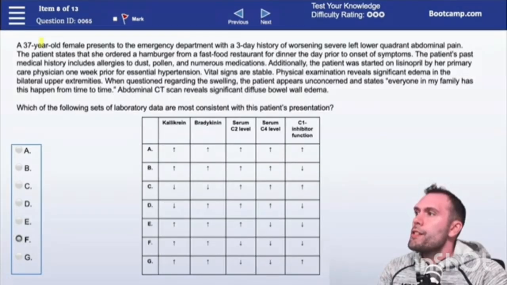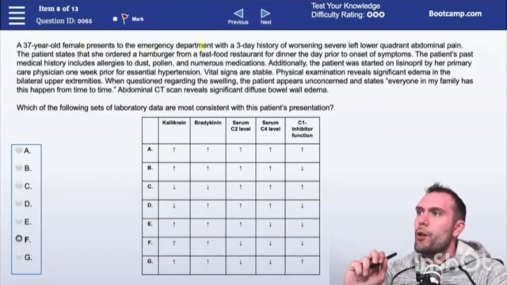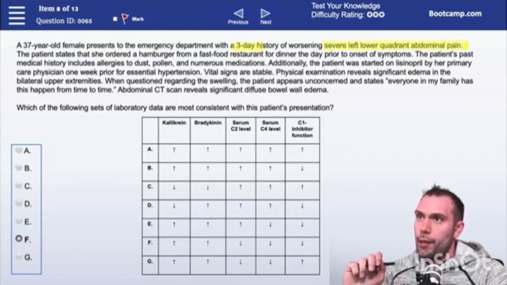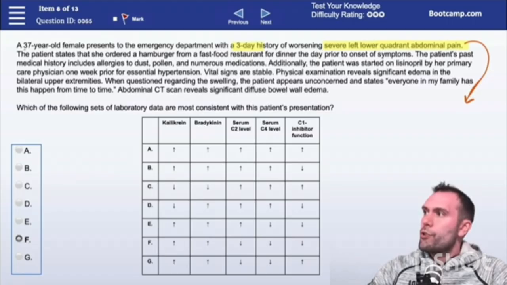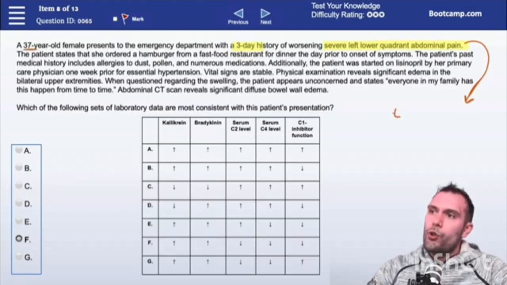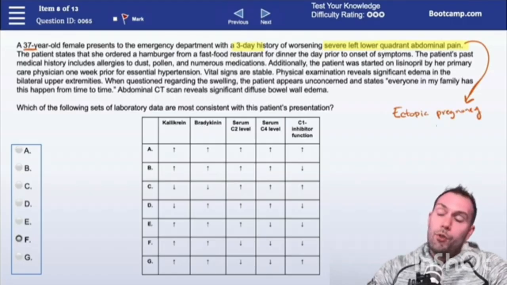All right, so we have a 37-year-old female who's presenting to the emergency department with a 3-day history of worsening severe left lower quadrant abdominal pain. As you get more into the clinical realm of things, when you see this first sentence, you want to start jogging a differential in your mind. So when you see severe left lower quadrant abdominal pain, again, how old is she? She's 37 years old. Of course, you want to start to think a little bit about things. For me, ectopic pregnancy is definitely up here. What other things would you be thinking about potentially?